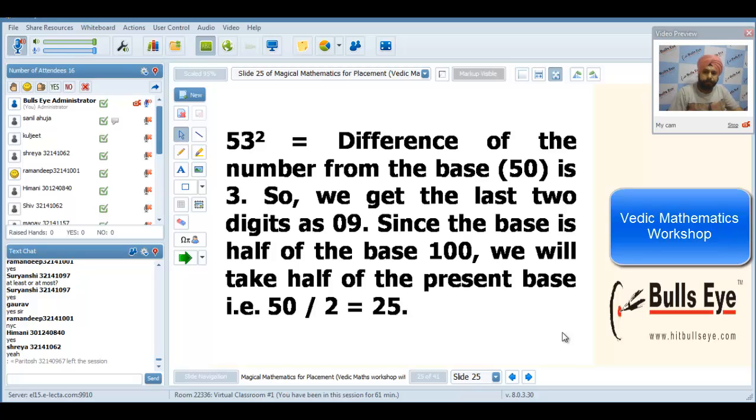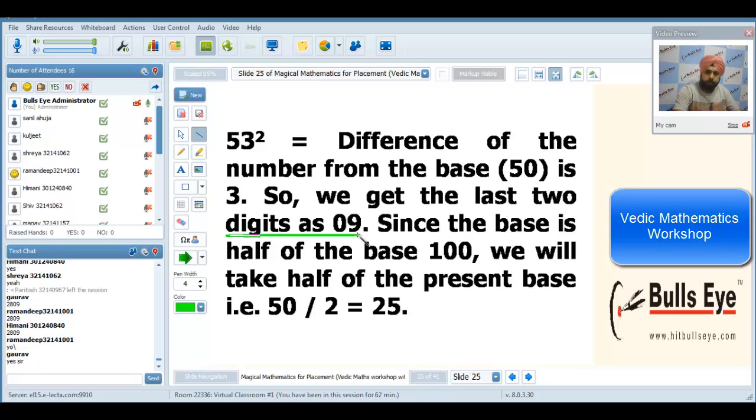See, try to read it over here. Now 50 is taken as the working base, main base remains 100 only. So the last two digits will remain 09 only. Now in this case, because the base that you have taken is half of the main base, we will take half of the present base, which was 25, and we will add 3 in this, that is we make it 28 to generate the left hand side, or our answer to the question becomes 2809 students.